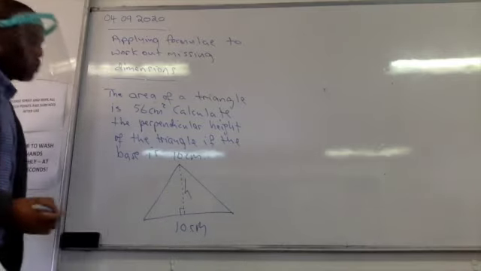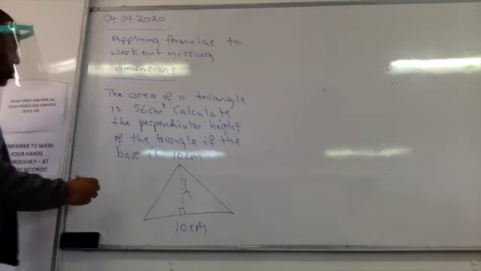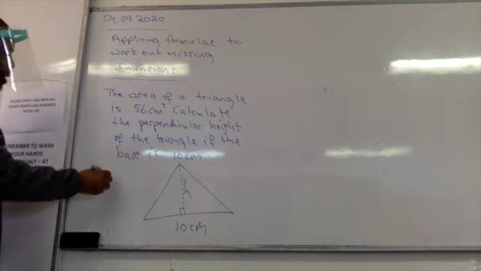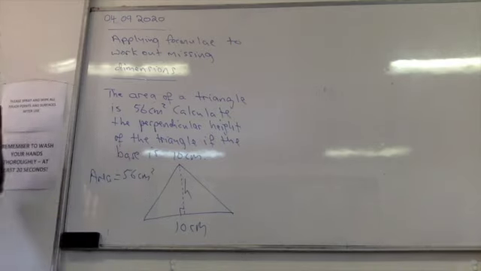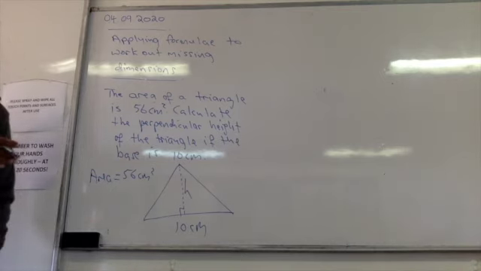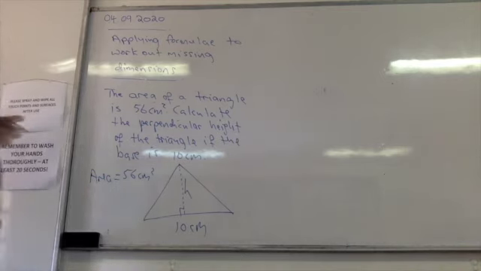So you can imagine that the perpendicular height is here. So we do not know that perpendicular height, but we know the area. The area is equal to 56 square centimeters. All right. Then this is where you think of the formula. How would you find area of a triangle? Which formula do you use?